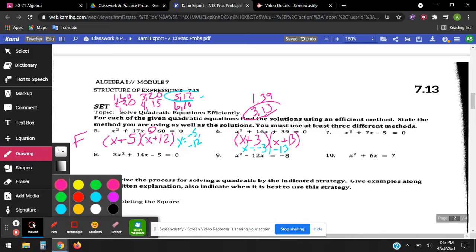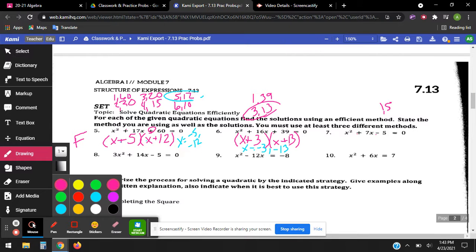So if I factor out 5s, 1 and 5, they need to subtract to get 7. That's not going to happen. Vertex form, I could do, but then I have to solve again. Let's just use the quadratic formula on this guy, just because. It's already set up to equal 0.